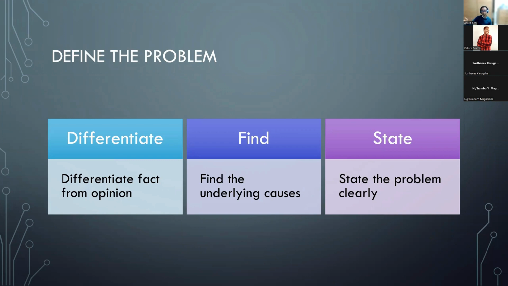So you have to differentiate fact from opinion. Okay, so you need the facts so that you can identify what is the problem. So you find underlying causes. Okay, so on the surface, this is what it looks like, but underneath the root, what is really going on?